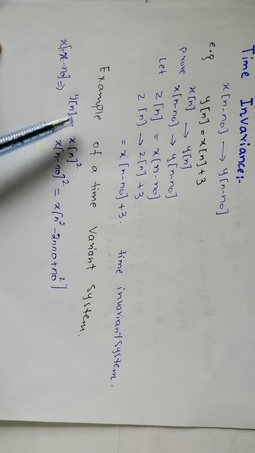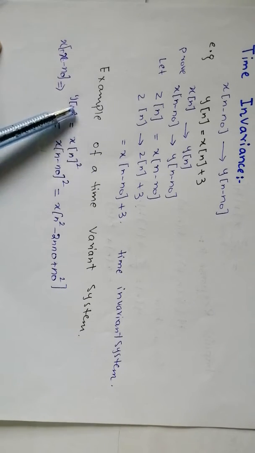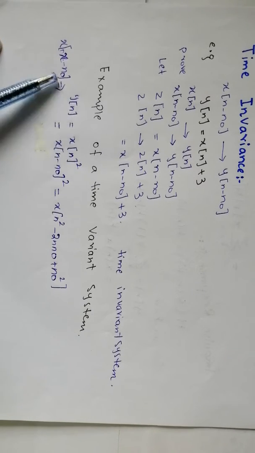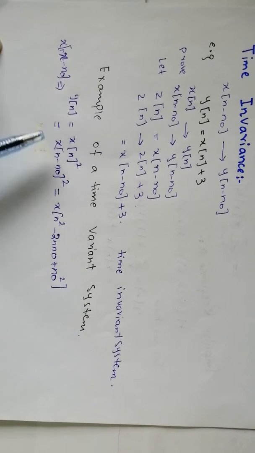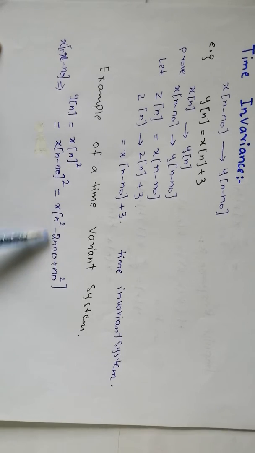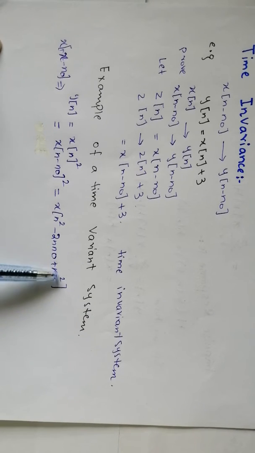So here is an example of a time variant system. y of n is equal to x of n square. Here the shift of n naught in x of n doesn't give the shift of n naught in y of n. You can see here it is x of n square minus 2 n naught plus n naught square. So we can say this is a time variant system.